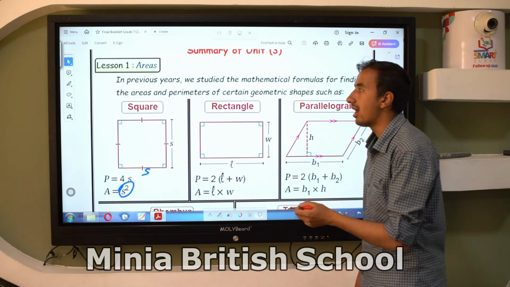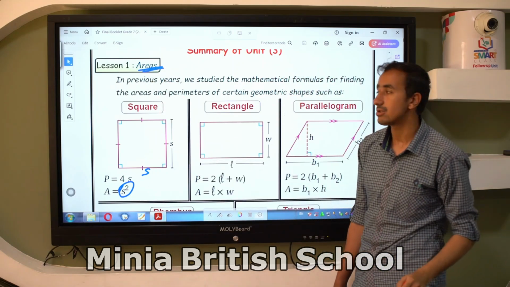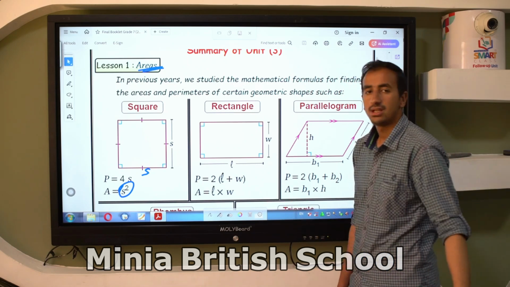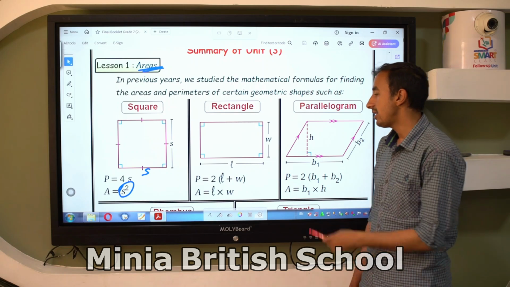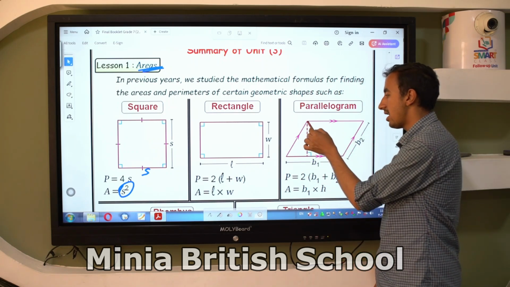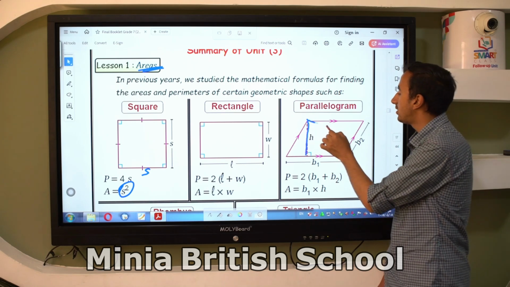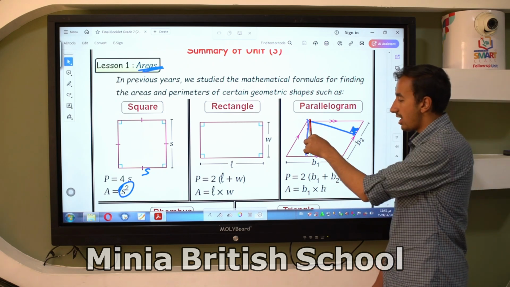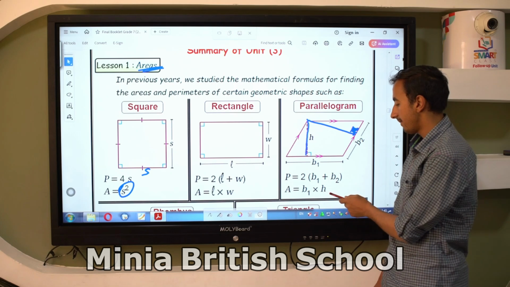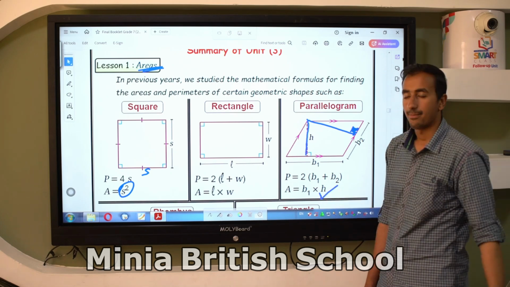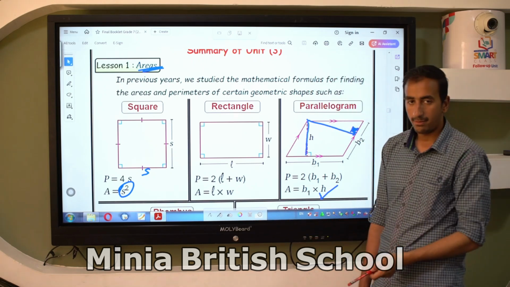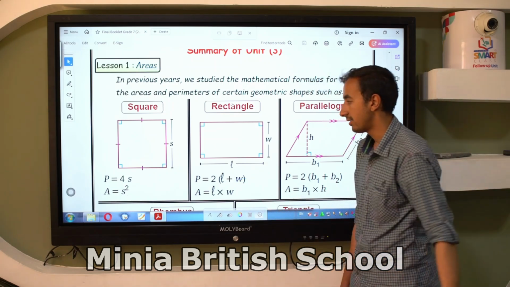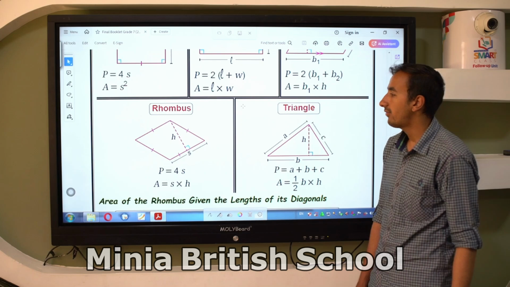This is perimeter. But area, I need the important title for this lesson. Area. Area of a square, side times side, side power 2. Area of a rectangle, length times width. Area of a parallelogram, base times height, if I have here the height, okay? But perimeter, base 1 plus base 2 times 2, the same here, length plus width times 2, okay? This is the parallelogram.